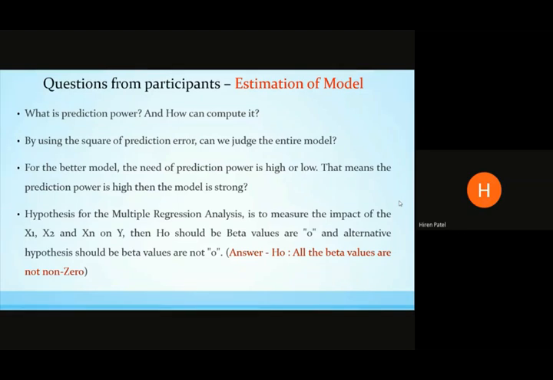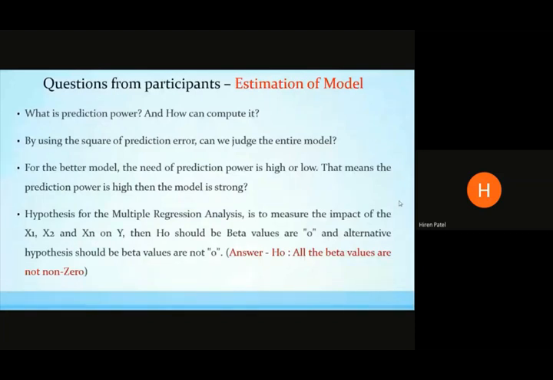Okay, for a better model, is the need of prediction power high or low? That means if prediction power is high, then the model is strong any day. Better prediction power is always the representation of a strong model. Rather, it is the representation that the independent variables you selected for predicting your dependent variable are better judges. Those independent variables are in a better position to judge your dependent variable if your prediction power is high.